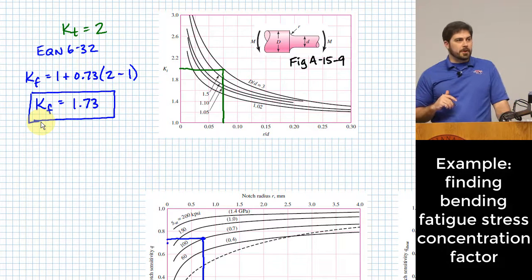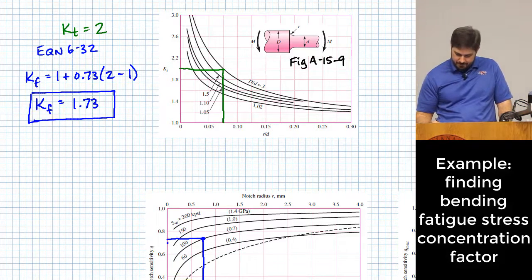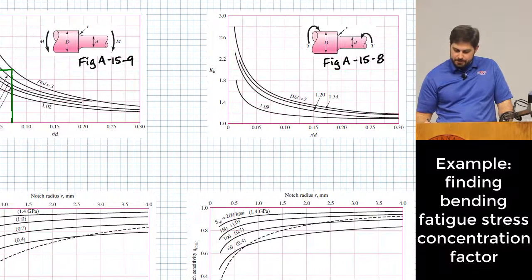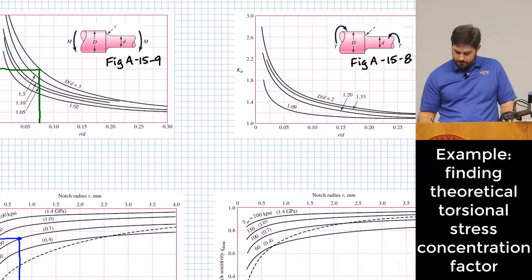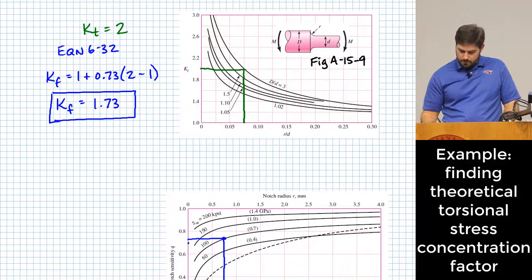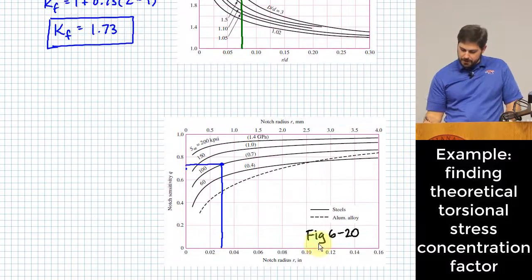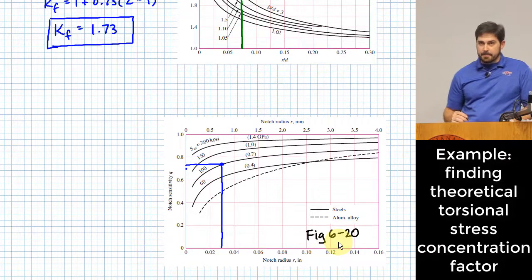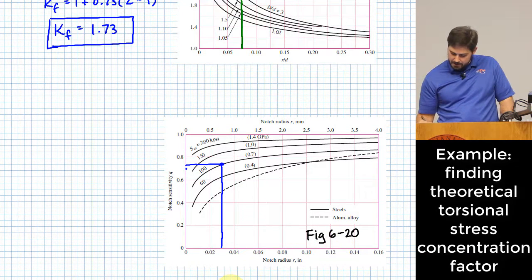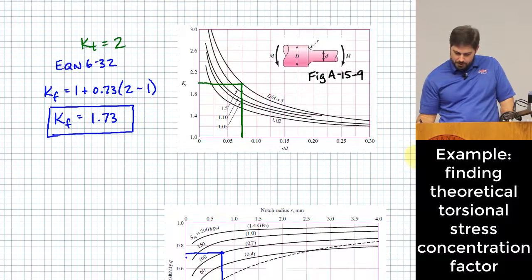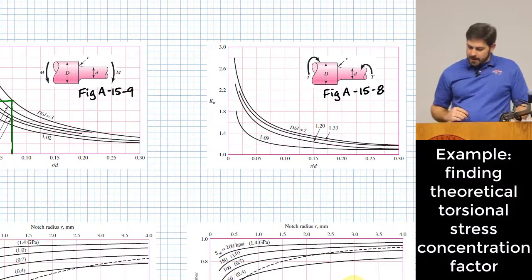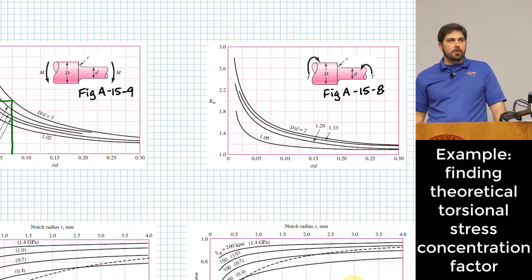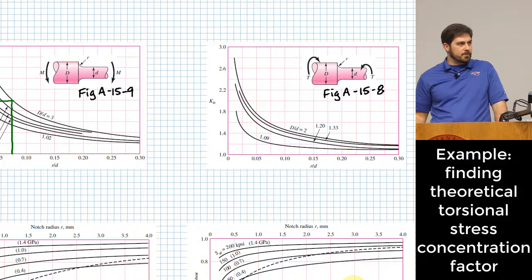All right, what next? Same idea, but for torsion. What did we just use to find the K sub F? This is a chart, figure 6.20. That is to find Q, which is notch sensitivity. All right, we'll use the same approach for the torsional aspect.